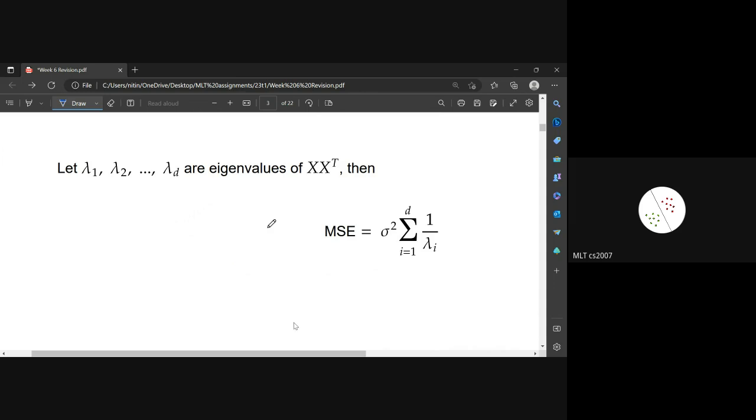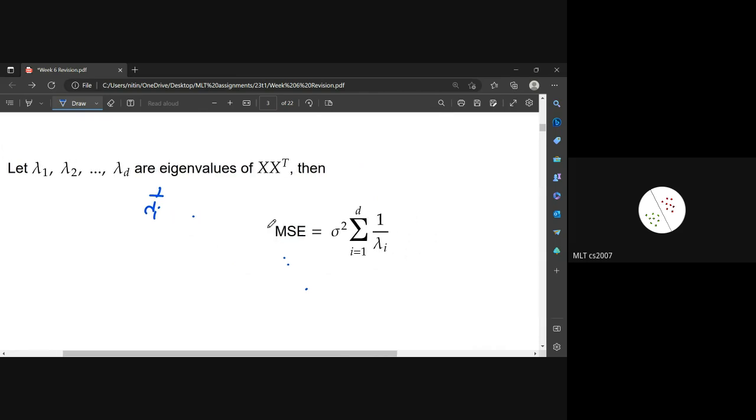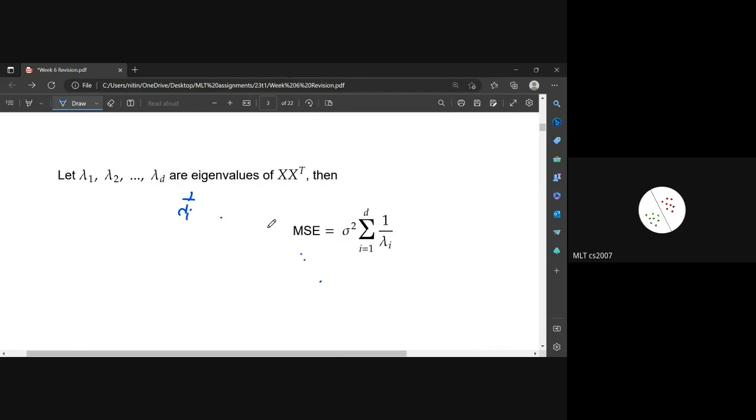What will be the eigenvalues for X X transpose inverse? It is just the inverse. So 1 upon lambda i will be the eigenvalues of X X transpose inverse, and so then the MSE will become summation over 1 upon lambda i. So this is the MSE for the W ML.